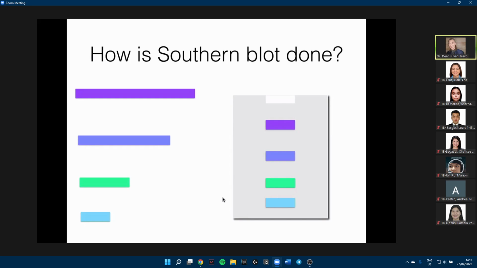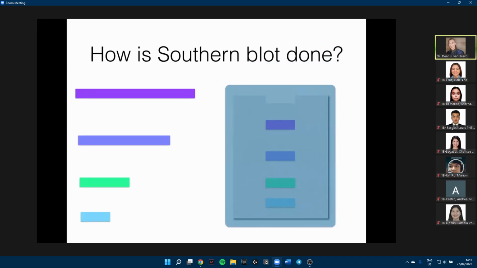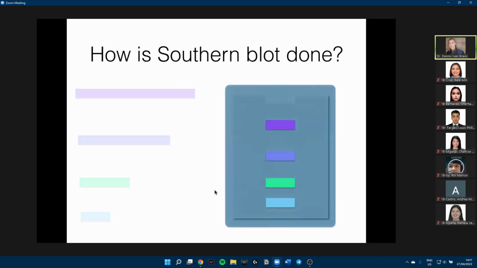This is where the blotting becomes useful. A piece of nitrocellulose paper is placed on top. This allows the transfer of DNA from gel to paper. It's as simple as placing a tissue on your forehead, allowing the oil to transfer from your forehead to the tissue paper. Now we can do away with the gel.